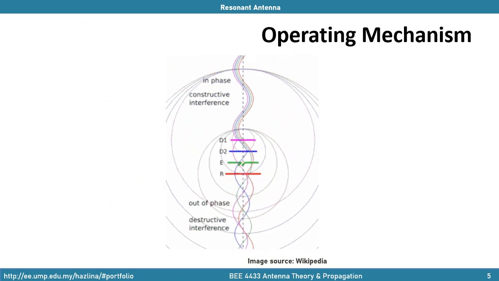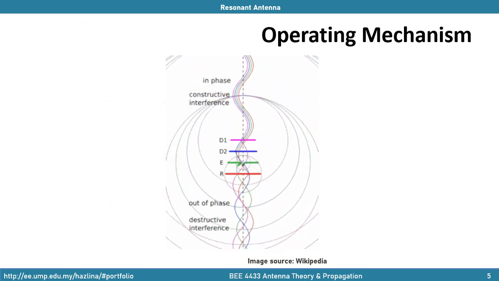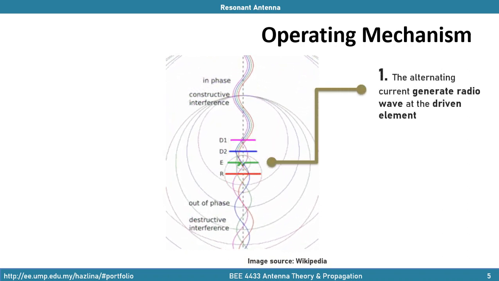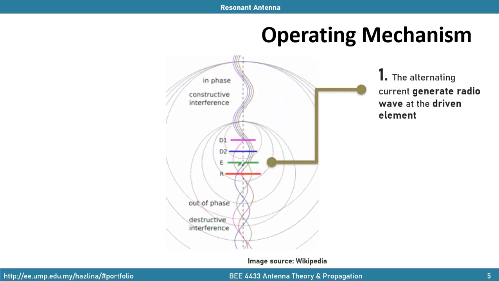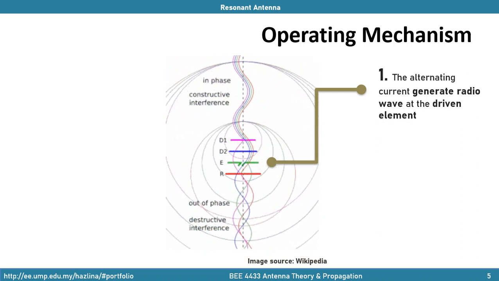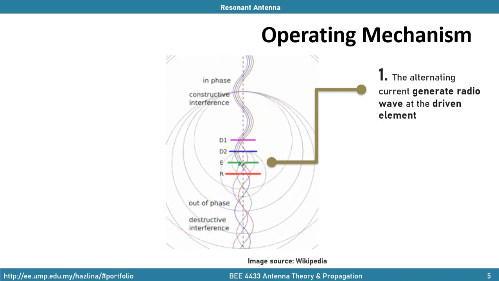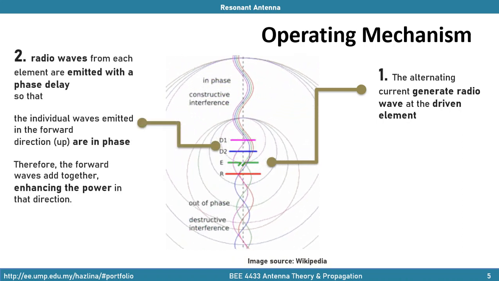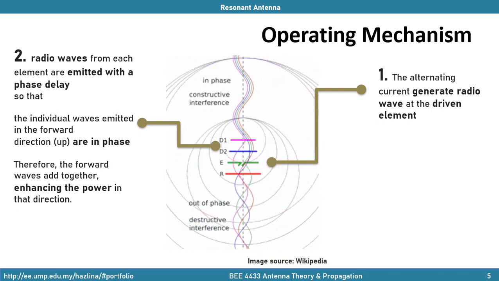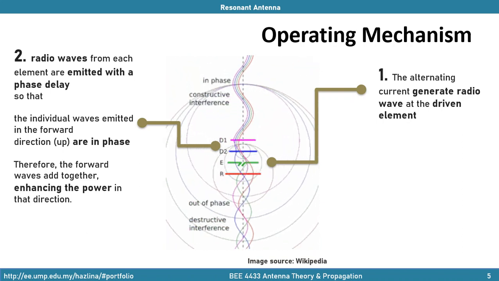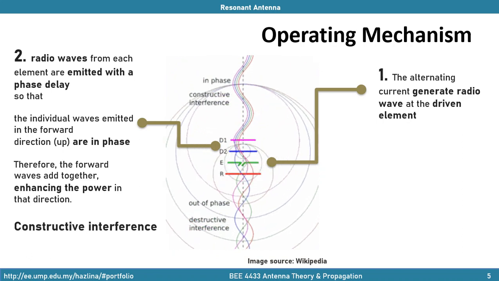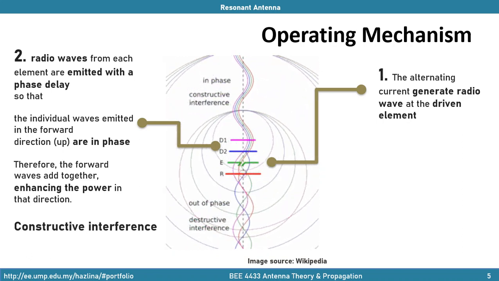Let's delve into the details of the operating mechanism of a Yagi antenna. Operates as a typical dipole system. The alternating currents in the driven element generates radio waves. Radio waves from each element are emitted with a phase delay, so that the waves emitted in the forward directions are in phase. Therefore, the forward waves could be added up together, resulting in enhanced power in the direction. This is termed as constructive interference.